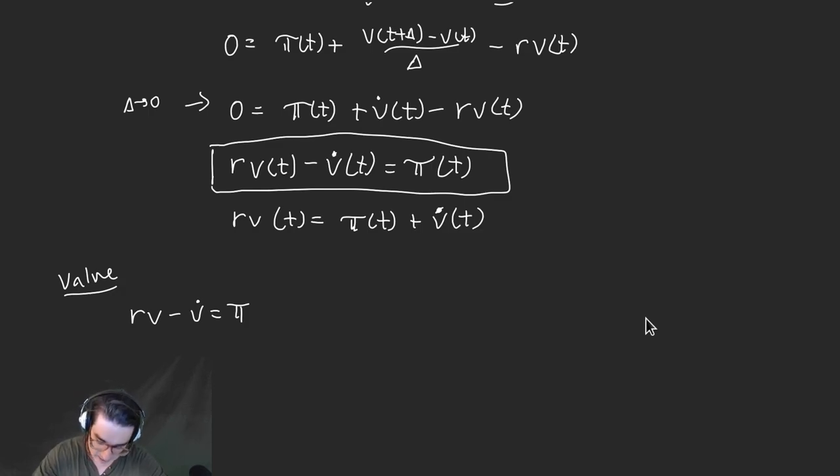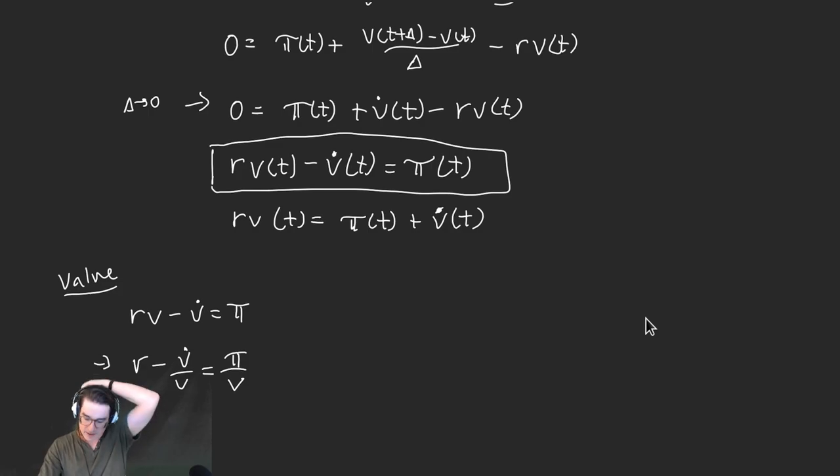The trick here is you can divide this equation by V, and you get r minus V dot over V is equal to pi over V. So this means that if V is growing at some constant rate, which we will assume in a balanced growth path or steady state, then r is going to converge to some constant too. That means that pi and V themselves should be growing at the same rate. So this immediately implies that g pi should be equal to gV in the long run, in steady state.